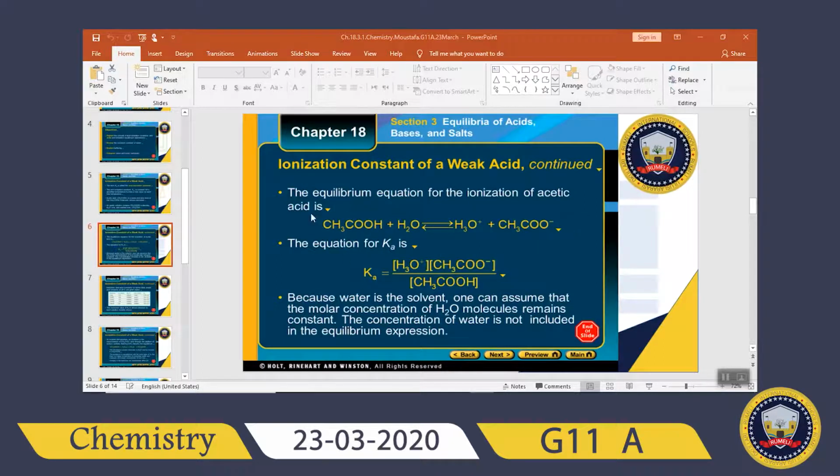We have inside this reaction a factor, which is the self-ionization of water. Return to section 1 to understand the meaning of self-ionization of water. But this self-ionization of water does not affect the value of the Ka. Why? Because it is in a state of equilibrium and does not affect the value, because the concentration of water is not included in the equilibrium expressions.